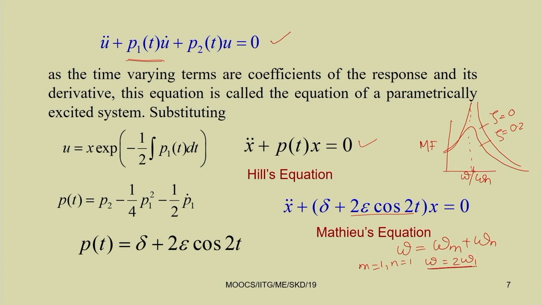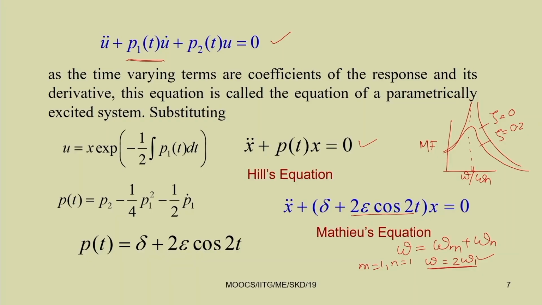In that case, it is known as the principal parametric resonance condition of the first mode. We have taken m equal to 1, n equal to 1, which means we are taking the first mode. That means when the system is oscillating at its first mode, the resonance will occur when the external frequency is twice the natural frequency. If we consider twice the second natural frequency, then it will be principal parametric resonance of the second mode. Similarly, we can write principal parametric resonance of the third mode.